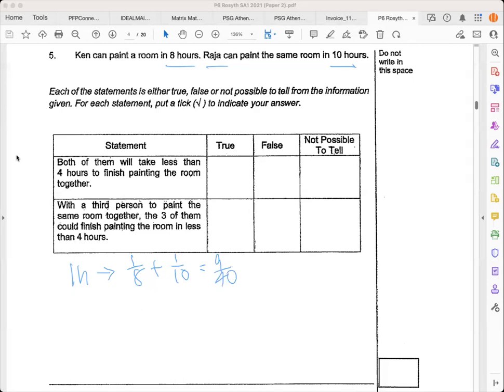The question says, in 4 hours, what happens? In 4 hours, they can paint 9 over 40 times 4, and you get 9 over 10 of the room. 9 over 10 of the room is not yet a complete room. So this statement is false. The statement says it will take less than 4 hours to finish, but in 4 hours they only paint 9/10 of the room, so not yet finished. So the statement is false.